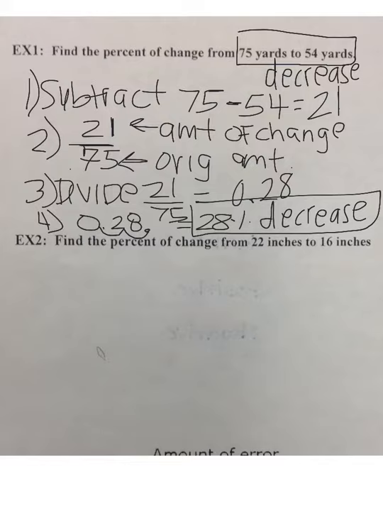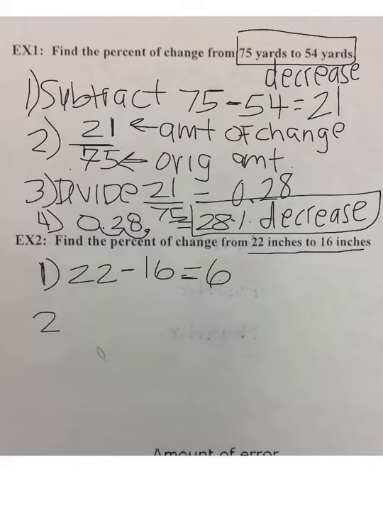So example 2 says find the percent of change from 22 to 16 inches. Again, we want to translate that into a percentage. I'm noticing it goes from 22 to 16, so that's going to be a decrease. So step 1, you're going to subtract. We want to find the amount of change. So I'm going to take 22 and subtract 16, and that's going to give me 6.